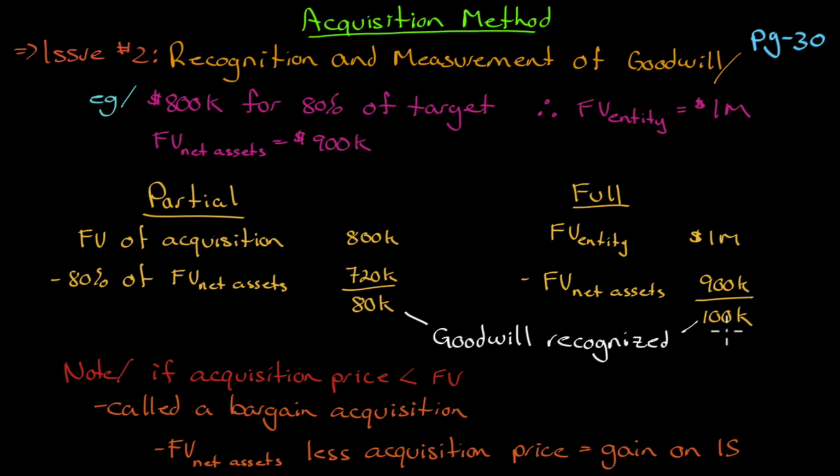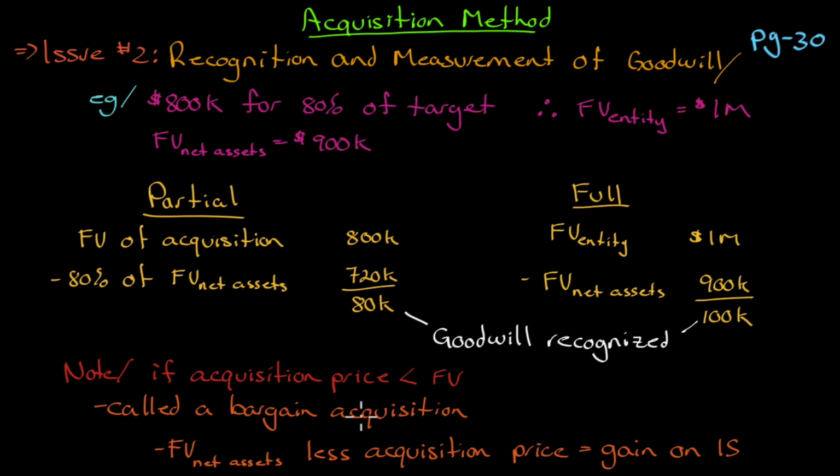One note to make here. Goodwill implies that we pay more than the fair value of the assets. What if we pay less? That's a sweet deal if we can get it. I mean, that's what everyone looks for. I want to pay less. If the acquisition price is less than fair value, do we have negative goodwill? No, it is called a bargain acquisition.